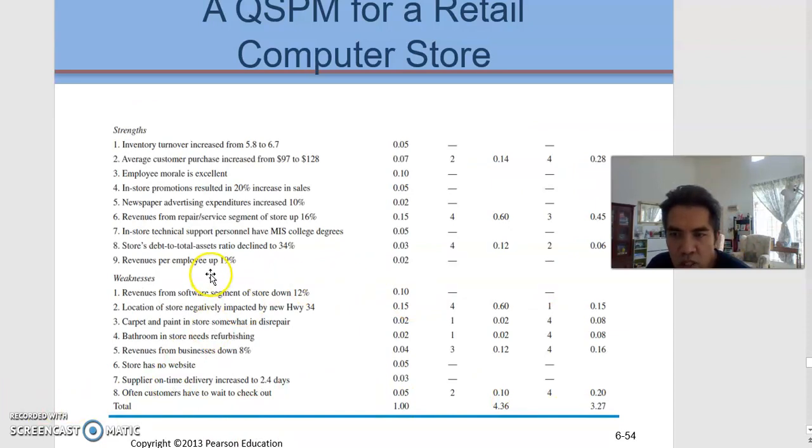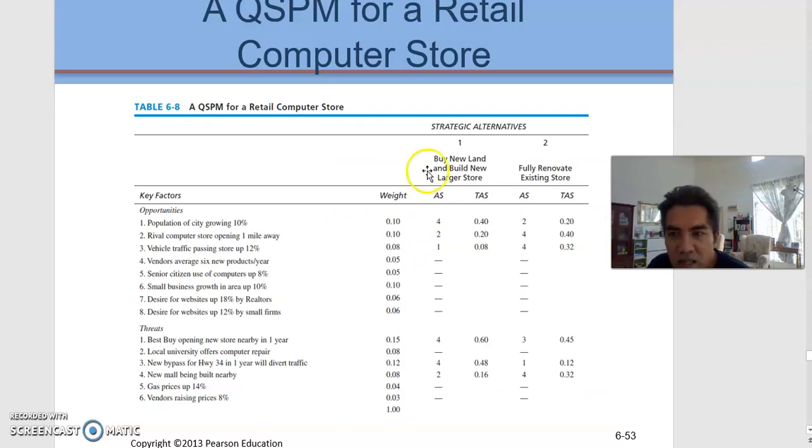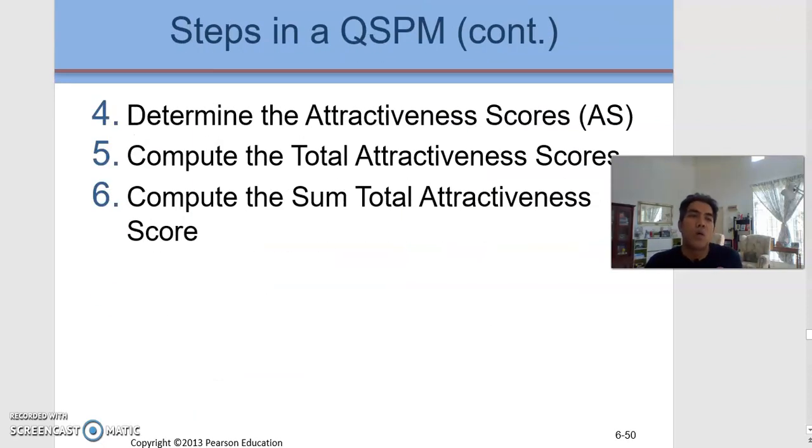So once you do this for both the internal and external elements, we are going to come up with the total attractiveness score for each of the strategies. So 4.36 and 3.27. So what is our final decision? Our final decision is to buy new land and build a new larger store. So that's how you do the QSPM matrix, or quantitative strategic planning matrix.